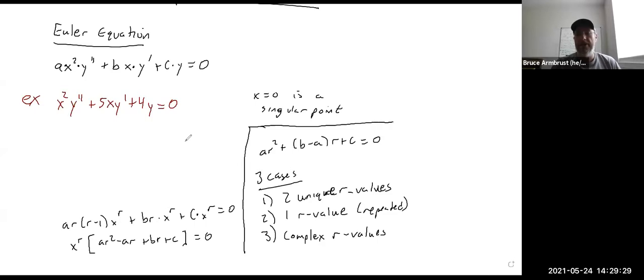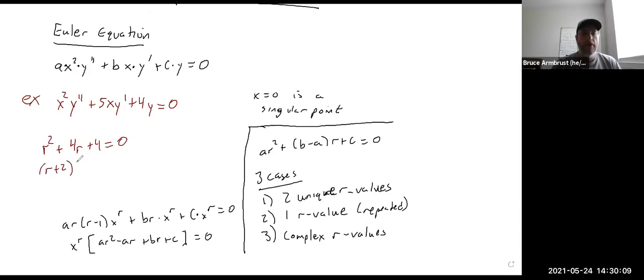And we won't worry with an initial condition right now, but we know what we're going to have to do when we get there. All right, so first things first, let's create our polynomial. So a is 1. So we're going to have r squared plus b minus a. So 5 minus 1 is 4. And then we have plus c. Whoops, that's supposed to be an r. Sorry about that. Plus 4 equals 0.